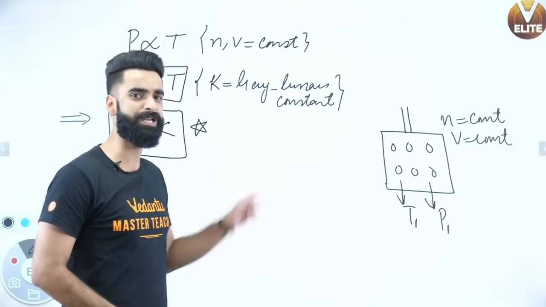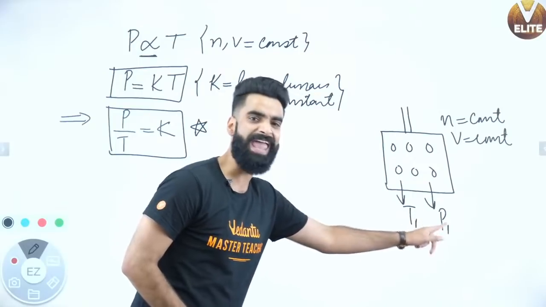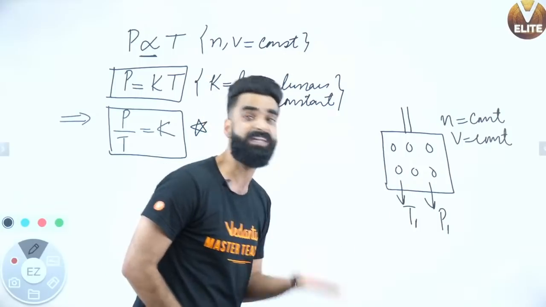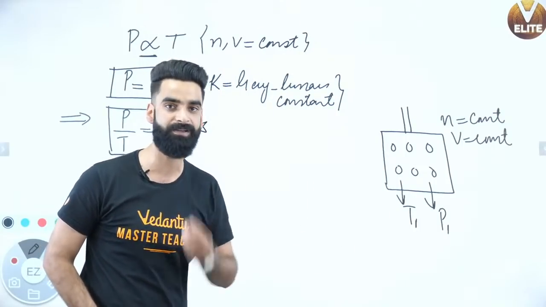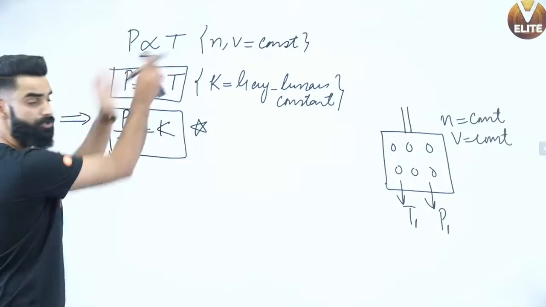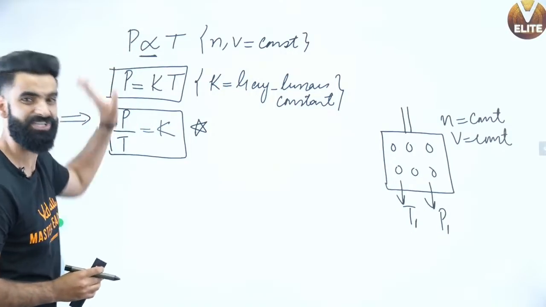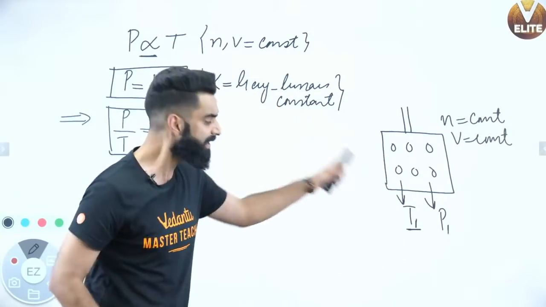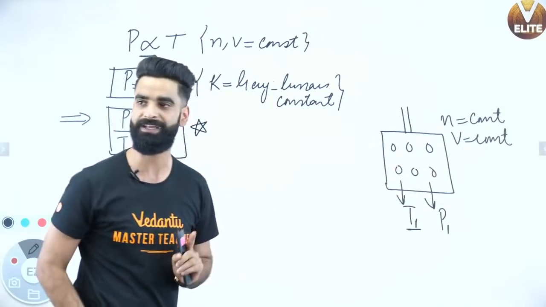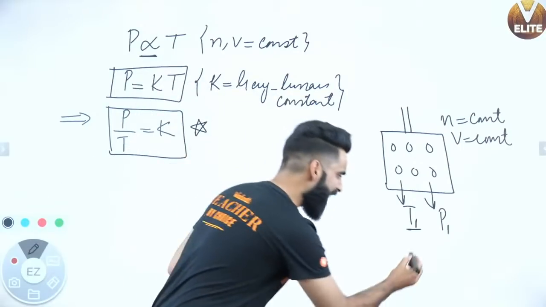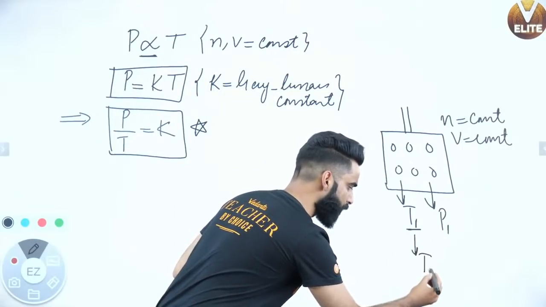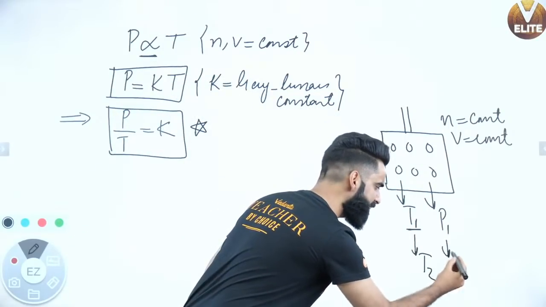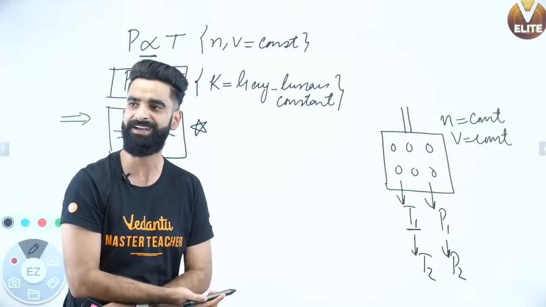Can I say, as per Gay-Lussac's law, if I change any one of the parameters over here, the other will get automatically changed? Right? Because we know pressure is directly proportional to temperature. On changing the temperature, pressure changes, right? Now, the gas right now is at temperature T1, and when its temperature is T1, its pressure is P1, correct? If I change the temperature of the gas from T1 to T2, can I say its pressure will automatically change from P1 to P2? I can say that, right?